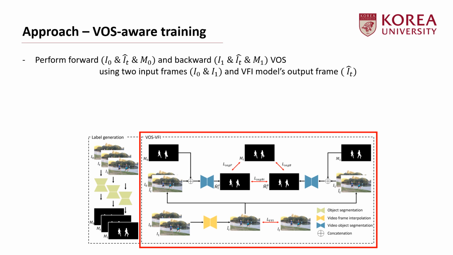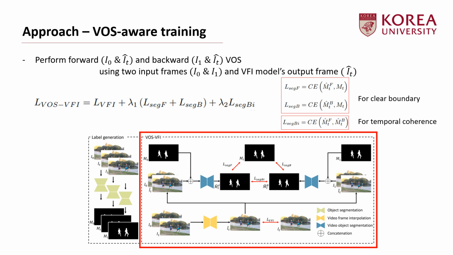The pre-generated labels M0 and M1 are used to guide which foreground objects to focus on in each direction, while MT is used to measure the loss between masks generated in both directions. Each of these losses is computed using cross-entropy. The loss L_F, between forward and backward output masks and ground truth, is for clean boundaries, and the loss L_B, between output masks, is for temporal consistency.